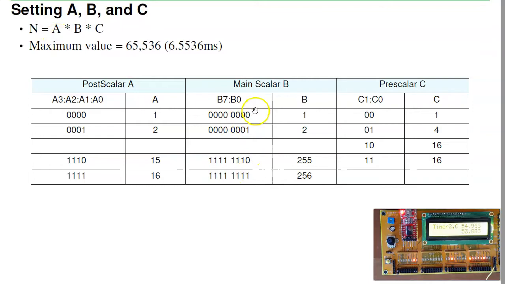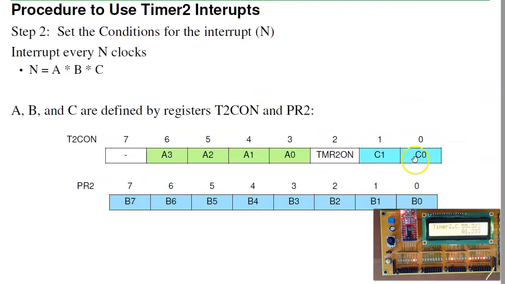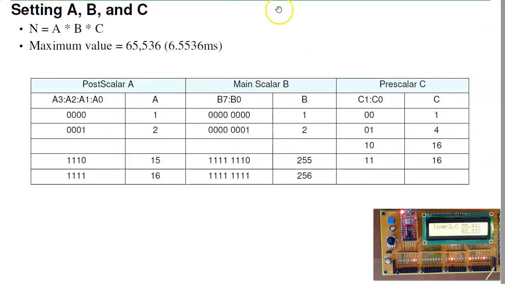B likewise is an 8-bit number. To avoid 0, they offset it by 1. 0 means 1, 1 means 2. So this represents the numbers 1 through 256. And C is kind of the oddity. C is just 2 bits right here. Those 2 bits can represent either 1, 4, or 16. So that's how you set N.